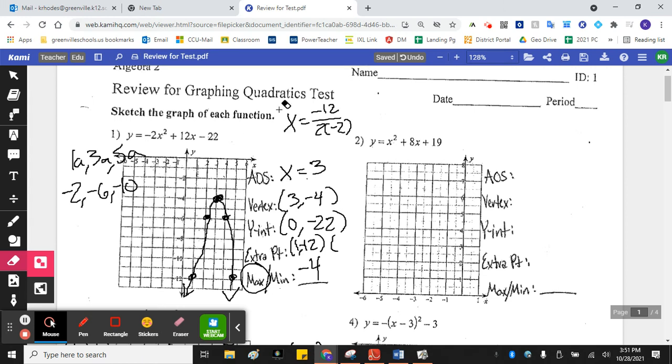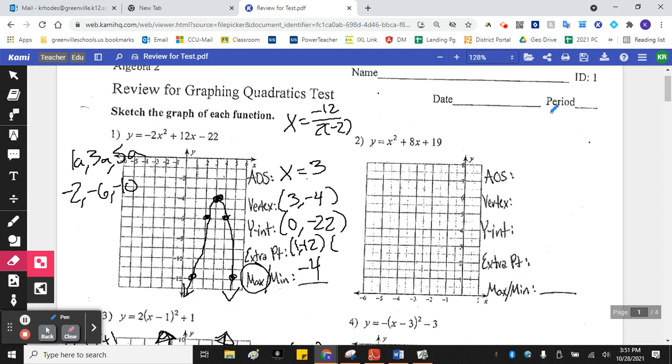Quadratics graphing test review. I'm working on the evens for you guys. So if you have any questions, since we won't get a chance to review before the test, here you go. So this one's in standard form. Standard form, your axis of symmetry is negative b over 2a.